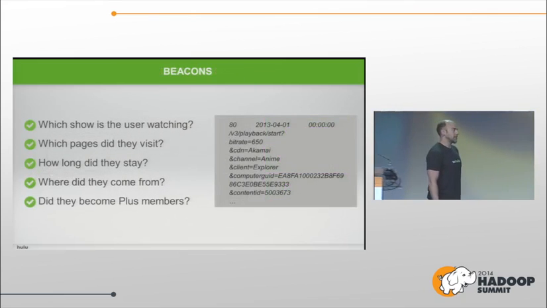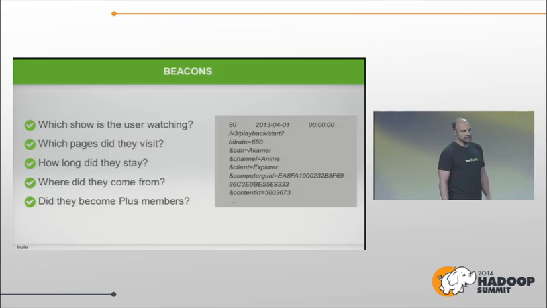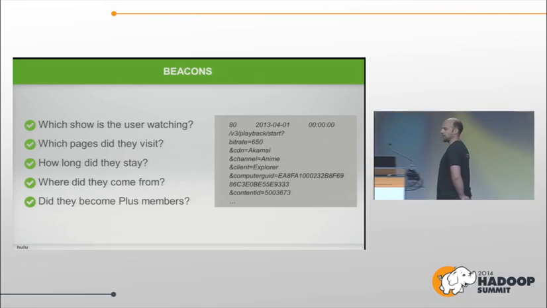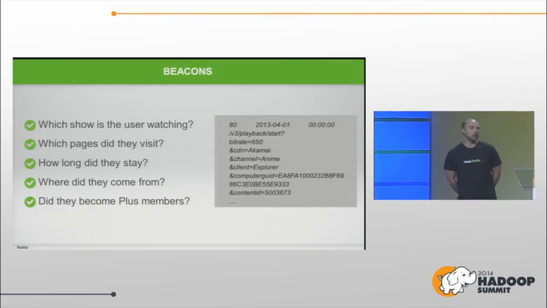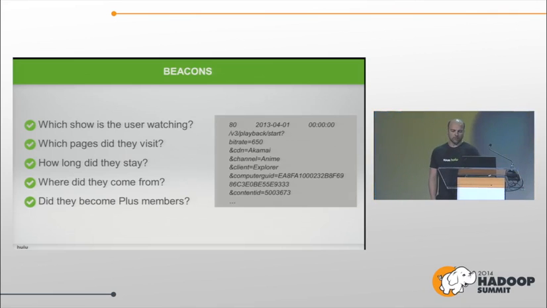So this is what a beacon looks like. If you look over on the right-hand side, you'll see this query string. It's just an HTTP query string, and it has all the usual key value pairs. And we're trying to answer questions like the things on the left. What kind of shows are our users watching? What is their experience? If they're on the site, where do they come from? Where do they click on?